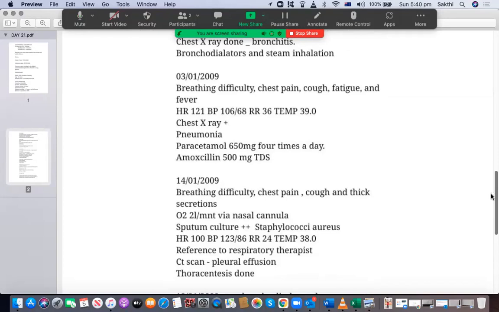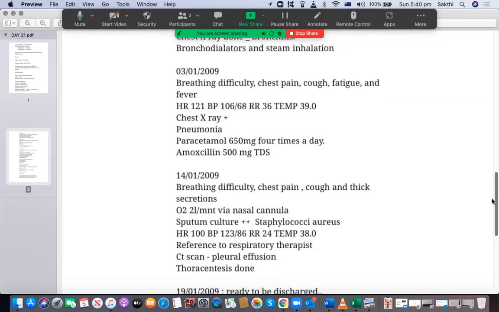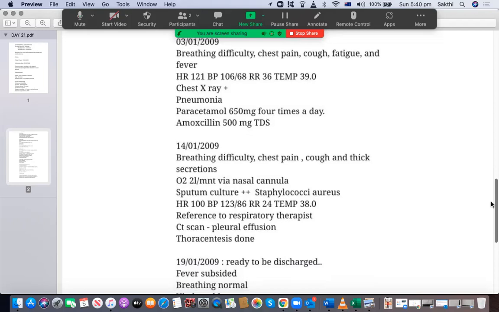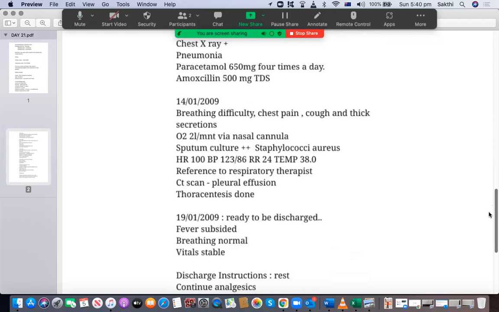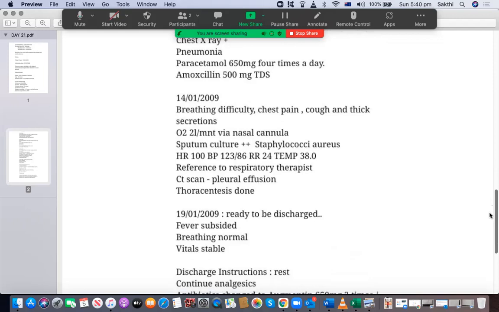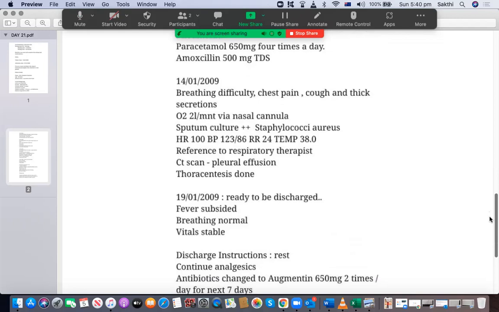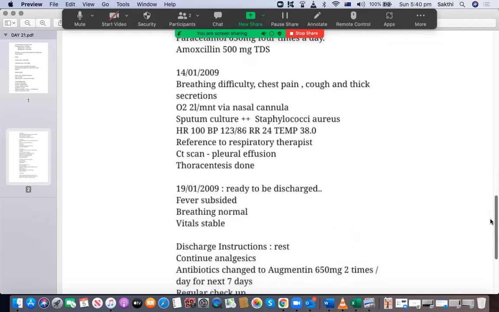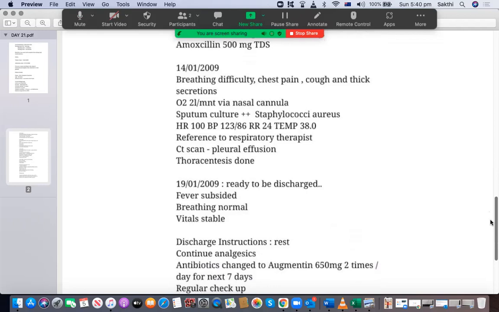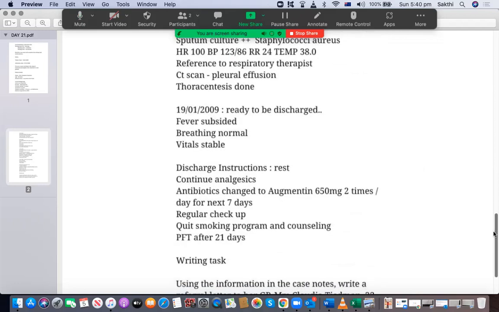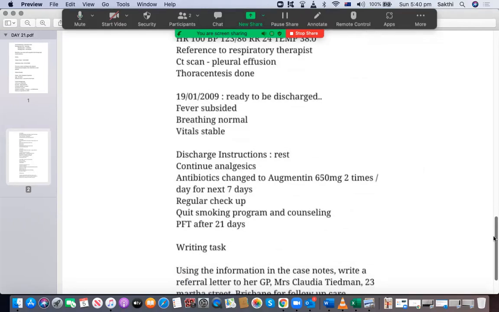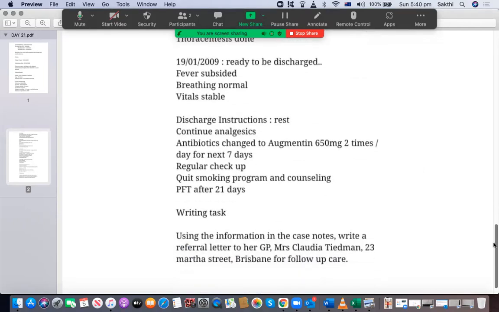Breathing difficulty, chest pain, cough, fatigue, and fever. All right, chest X-ray, pneumonia. Okay, that is okay. Breathing difficulty, chest pain, cough, secretions. Okay. See this one, it doesn't have a double S. Okay. Normal, white, stable. Oh yeah, that's okay.